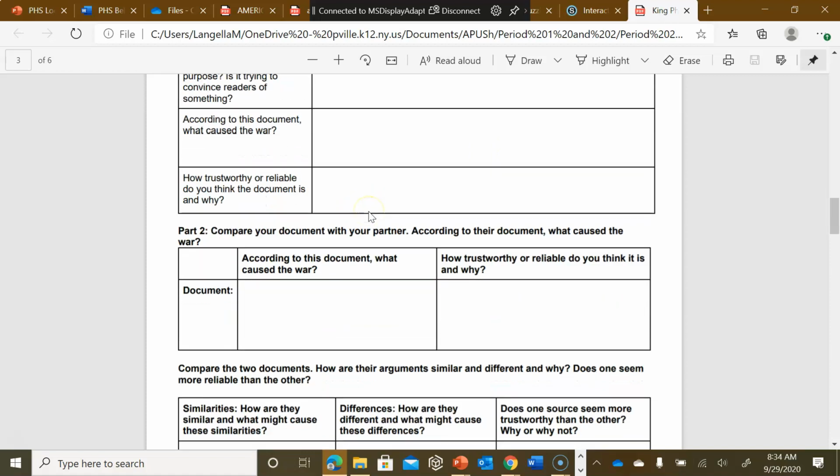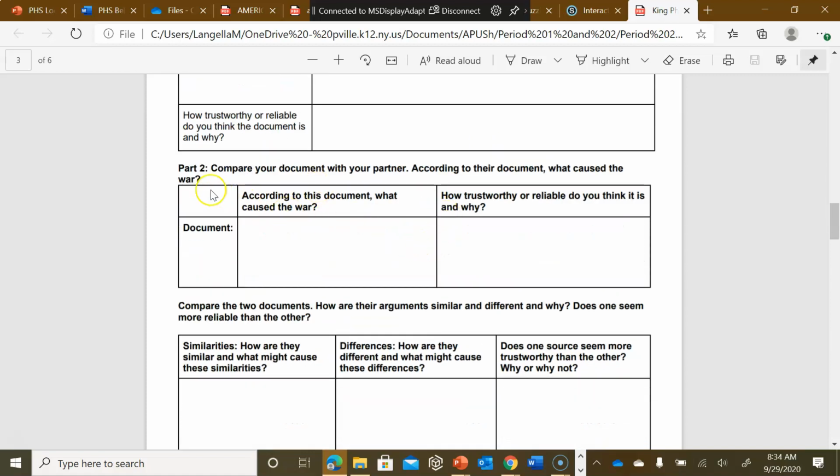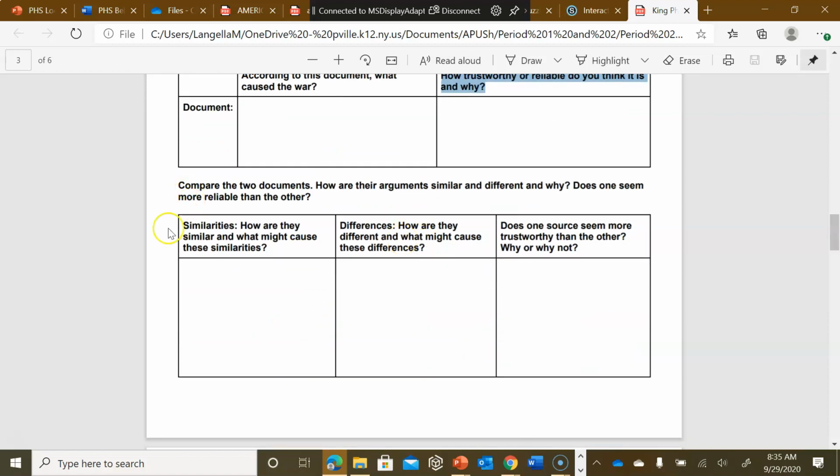The next part, and I'll talk about more when we get there, is basically compare your document with your partner. Oh, okay. Yeah, the King Philip's one. So the second part, you're going to compare the documents. First of all, what did the document say? Who caused the war? And then secondly, which one is more trustworthy, and why? And lastly, you're going to be talking about the similarities and differences, and then which one seems more trustworthy, which we kind of already talked about based on your comparison.